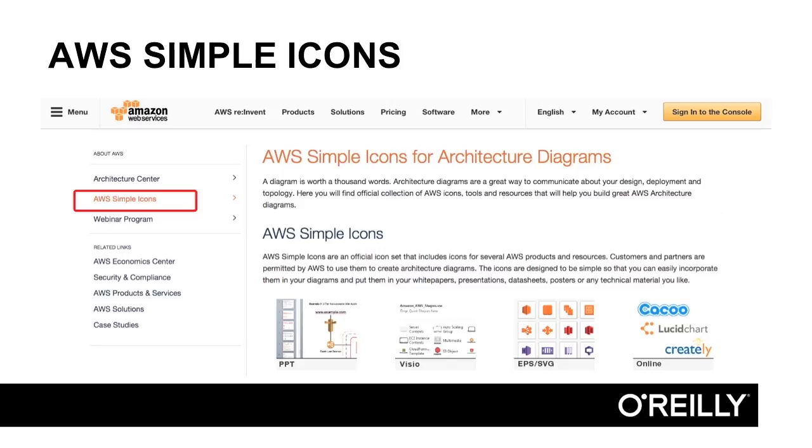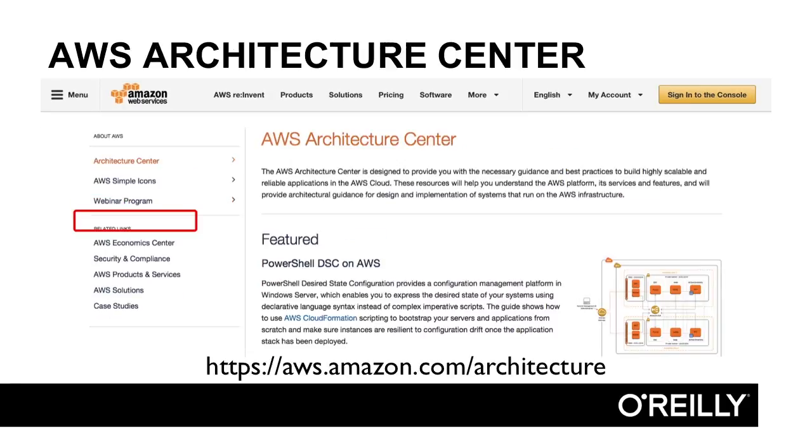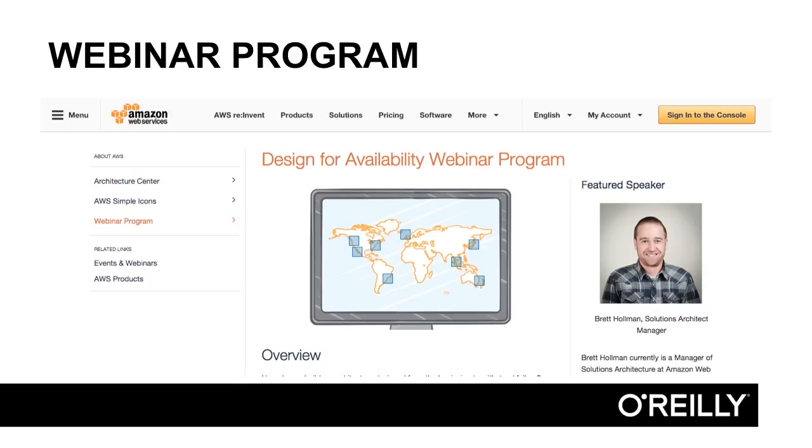And finally, we have the AWS Architecture Webinar Program. Here we can see future webinar schedules as well as recently delivered webinars from locations around the globe.